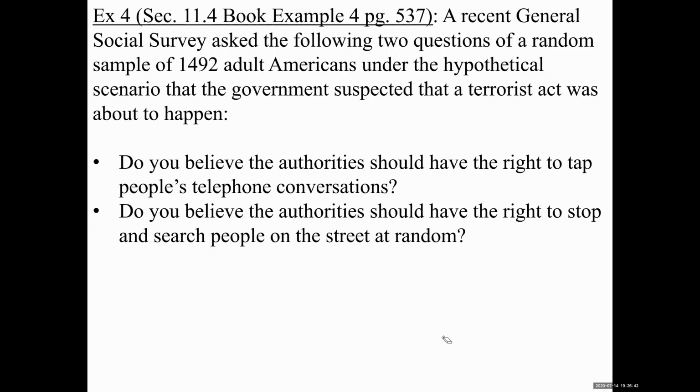A recent General Social Survey asked the following two questions of a random sample of 1,492 adult Americans under the hypothetical scenario that the government suspected that a terrorist act was about to happen. This problem, by the way, was written around 9/11, so terrorism was a big concern. It says a recent survey, but I guess it wasn't that recent. This is kind of an old problem now.